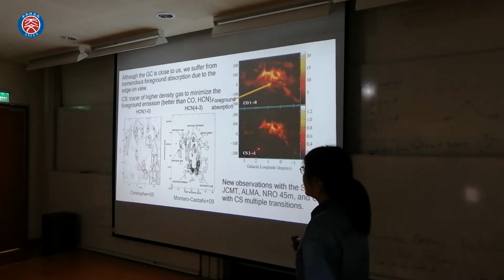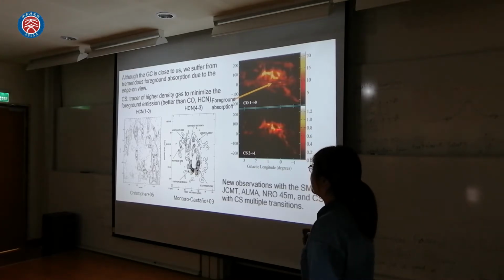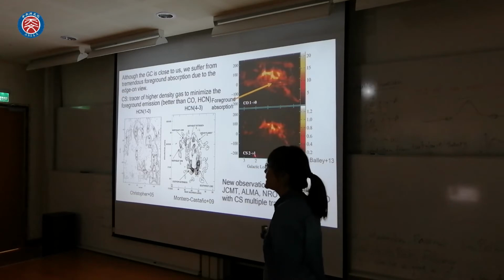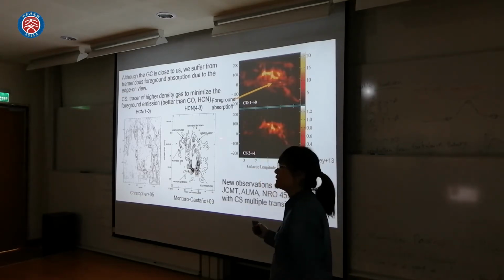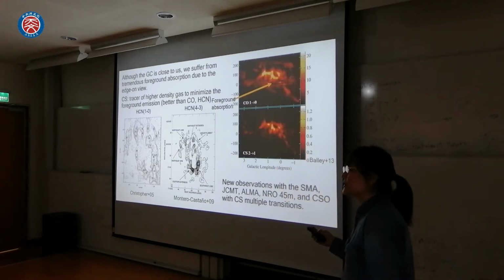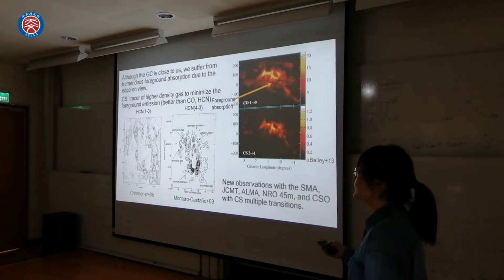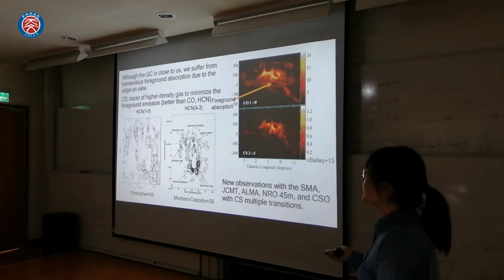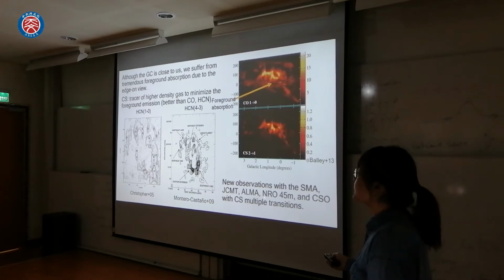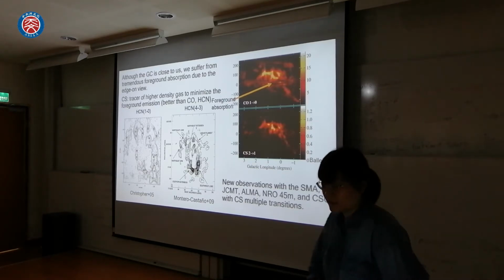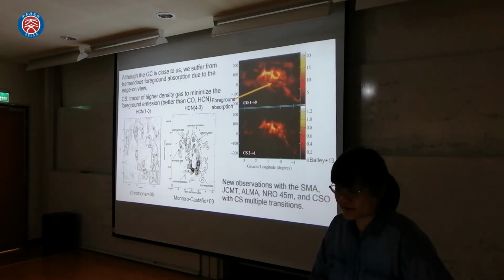But if we go to a higher excitation line, like CS 2-1, then you will not see these foreground absorptions here. So this tells us that we need to go to a higher excitation line or higher density tracer to reveal a more reliable structure of the Galactic center and to analyze its kinematics or physical conditions. So we made a few new observations with single dish and interferometer with this CS molecule, and we did several studies using our data.